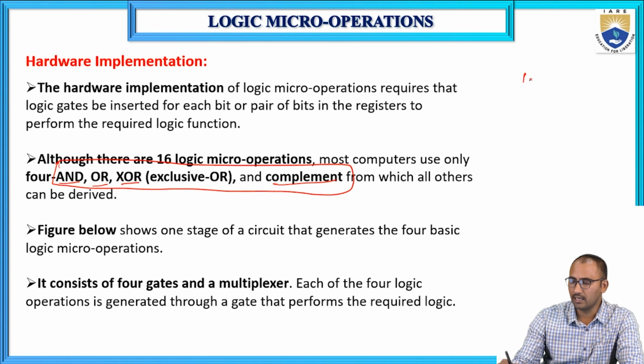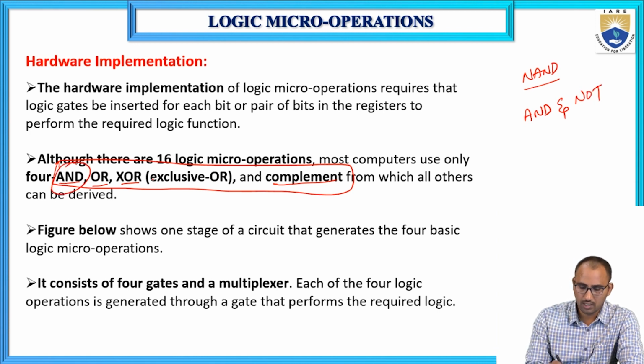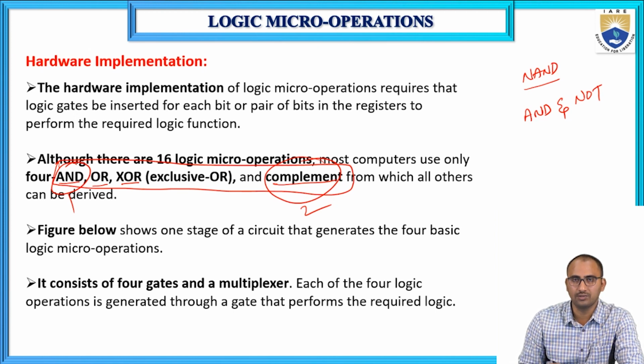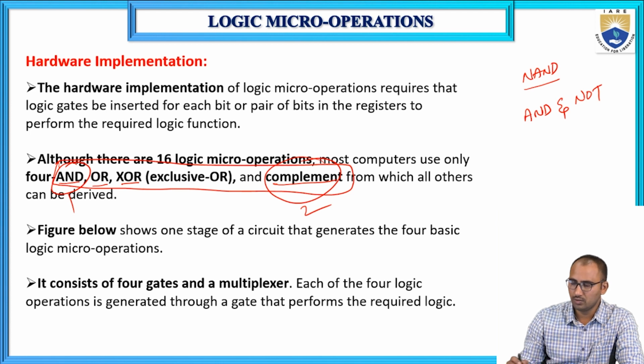Suppose I want a NAND micro operation. Then I can implement this using these basic operations, because to implement NAND, what do I require? I require the AND operation and NOT. So this is AND and this is complement. Complement is NOT. By combining the two, I will get the NAND operation. So like this, we can implement any logic micro operation using these 4 basic micro operations.